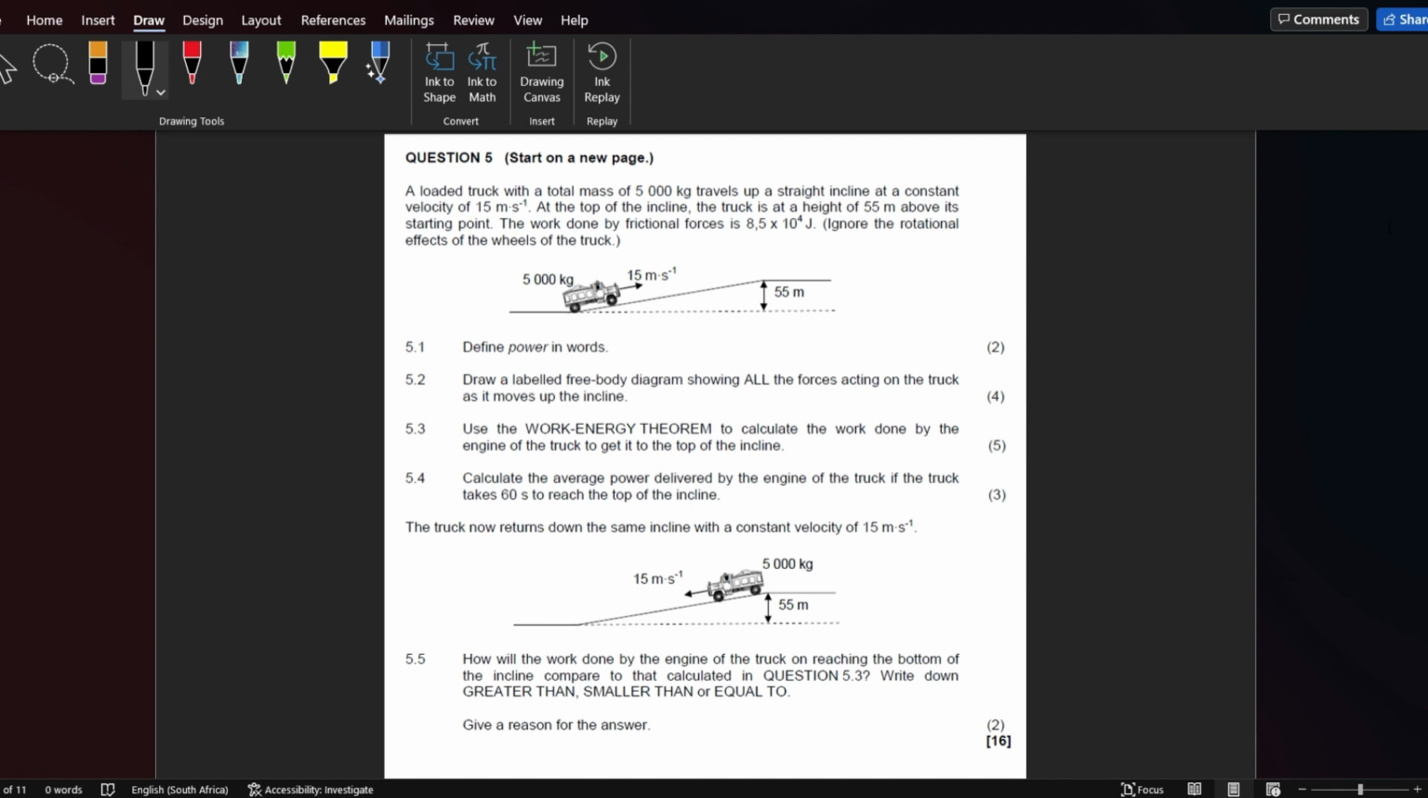Today we'll be covering the physics topic work, energy and power, and we'll be attempting this past paper question 5 that we see on the screen. So getting right into it, let us read the question.